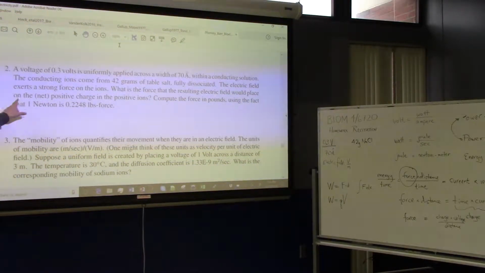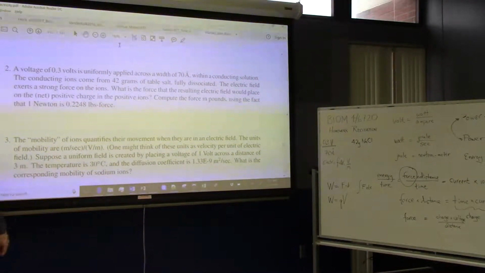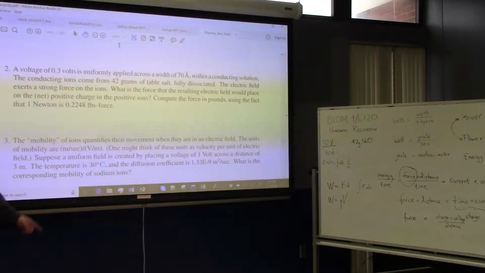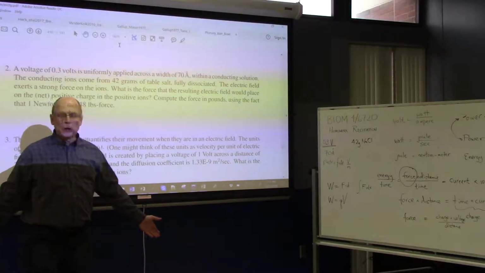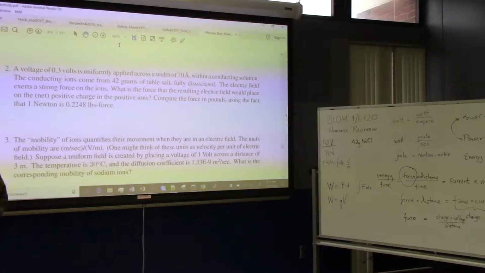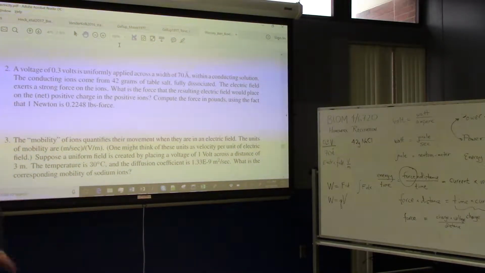They want the force in pounds on what? What do they want? Positive. On the positive charge. So where does the positive charge come from? Sodium. So what's the charge in coulombs? If we get it in coulombs, then we've got volts, and we've got angstroms. We can change that to meters. Now we've got all the same system of units, and we should get an answer in newtons.